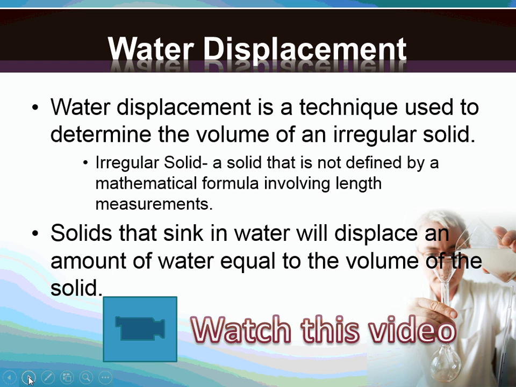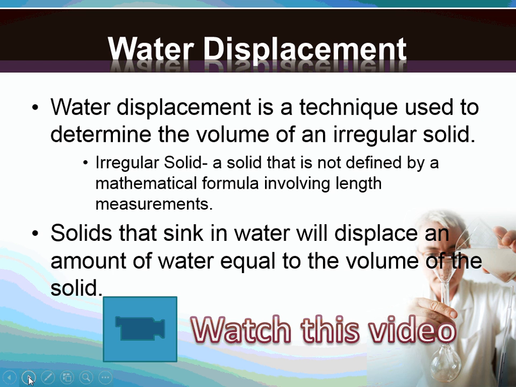Our first experiment that we are going to look at is going to be water displacement. This is a technique that is used to determine the volume of an irregular solid. Remember that volume is the amount of space an object takes up. An irregular solid is a solid that doesn't have a shape that is easily defined in mathematical terms.